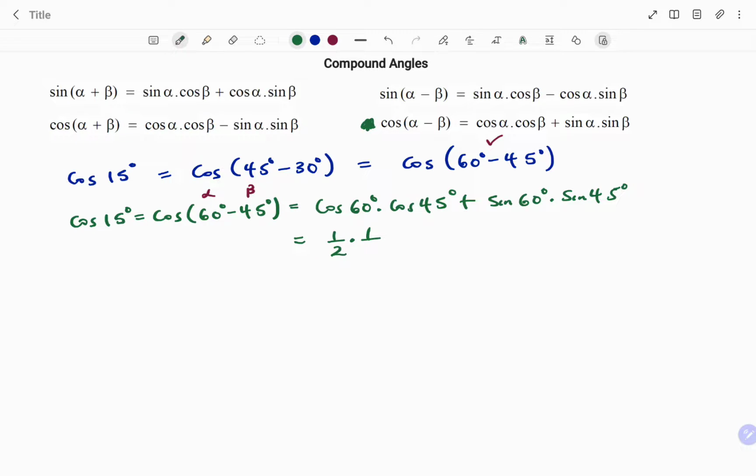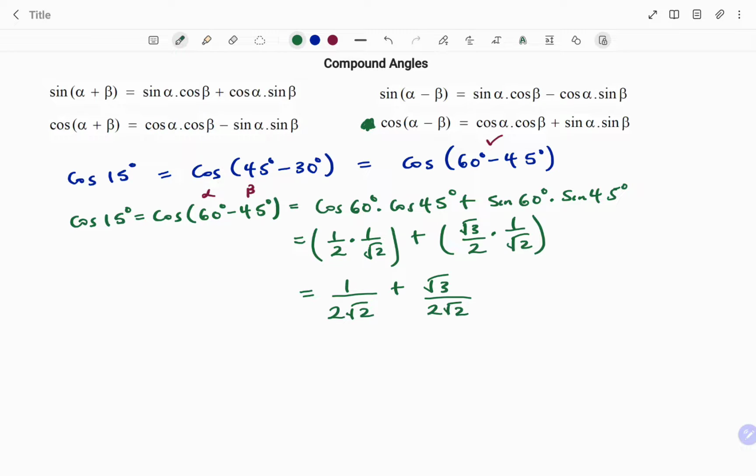So therefore I have that as cos 60, that's 1 over 2, times cos 45, 1 over root 2, I'm going to put that in a bracket, plus sine 60, that's root 3 over 2, remember I'm using my special angles, then sine 45, 1 over root 2. If I simplify, I have 1 over 2 root 2 plus root 3 over 2 root 2, and because they have the same denominator, that's 2 root 2, I have 1 plus root 3.